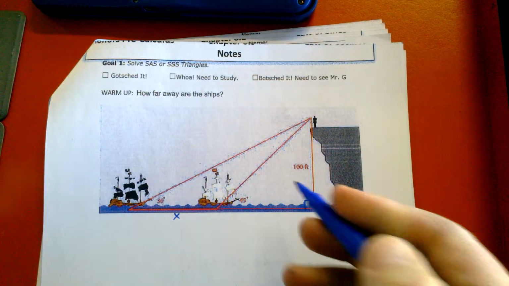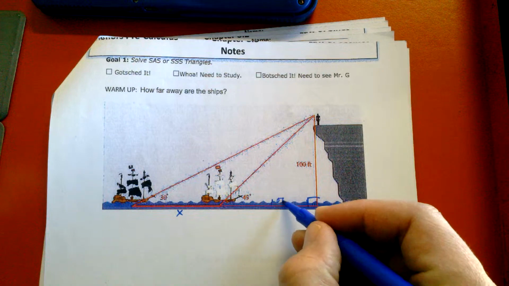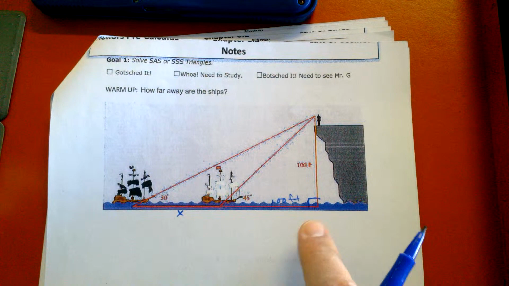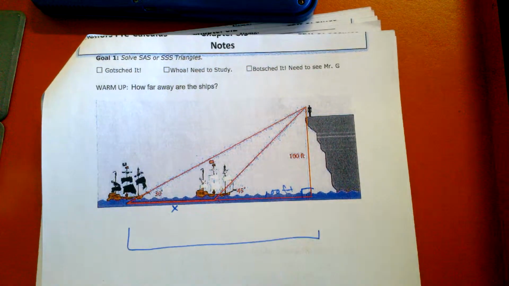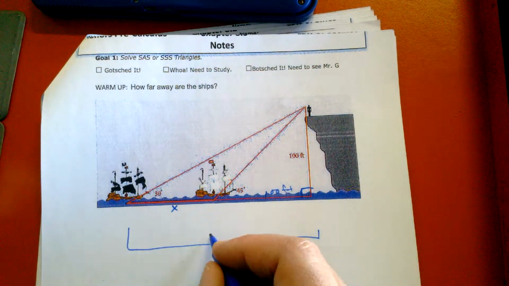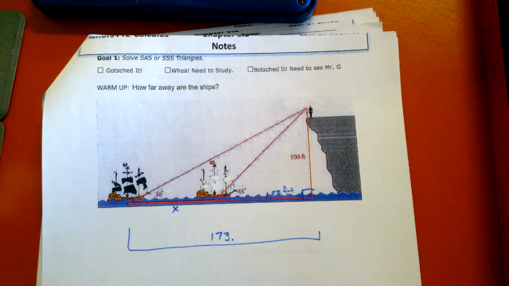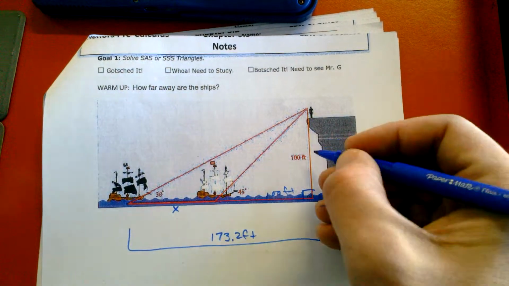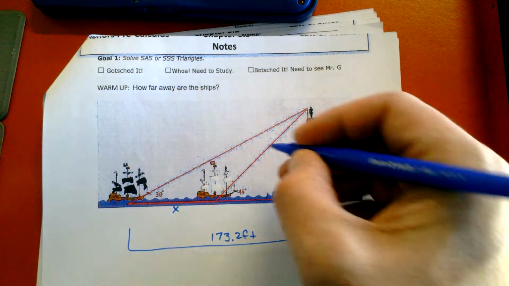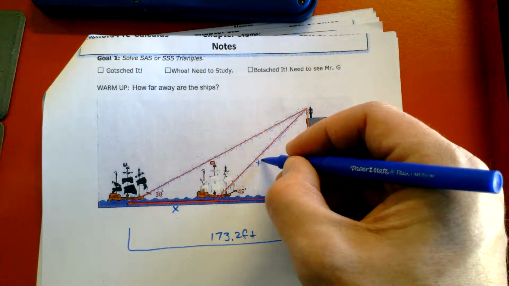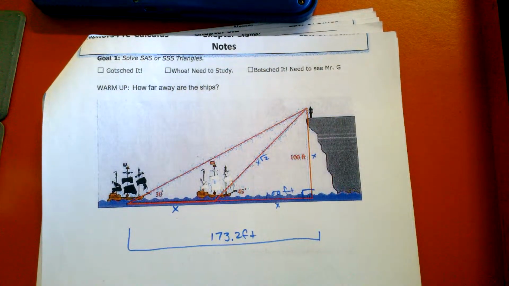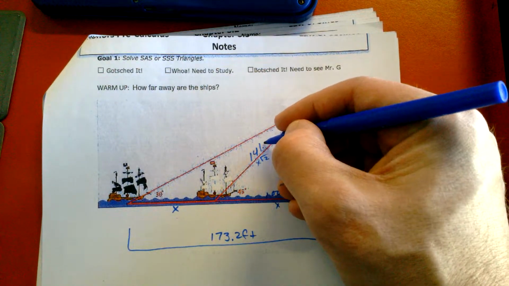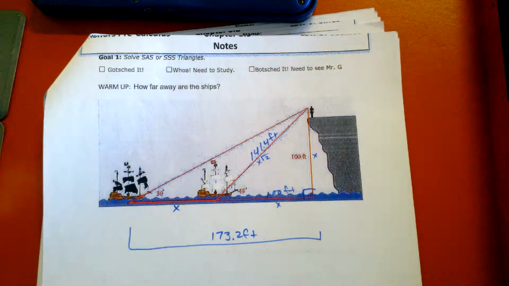First off, we know this distance, right? This ship is 100 feet from the base, and this ship is how far? That's 173.2 feet. Well, that goes back to x, x, and x root 2 for this one. So if I take 100 times root 2, I should get 141.4 to one decimal place.